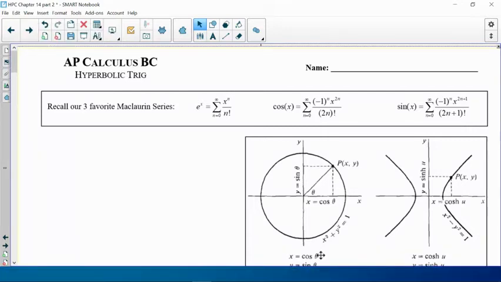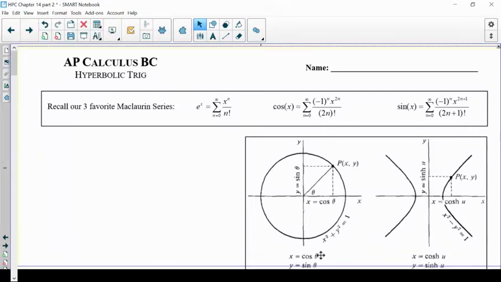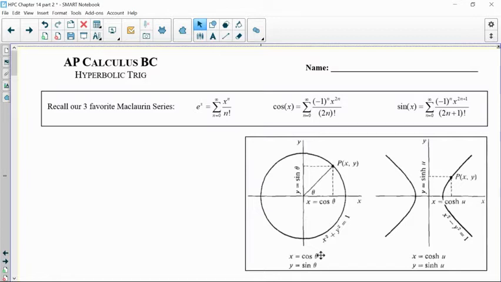So in this video, we're going to look at some new functions. They're called hyperbolic trig functions, and they sort of behave like trig functions in some of their properties and some of their identities, which is why we talk about it as hyperbolic trig. But it really has nothing to do with trig. It has nothing to do with sines and cosines. It actually has its roots in exponential functions.